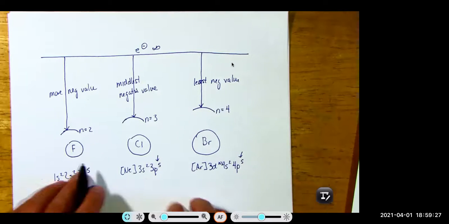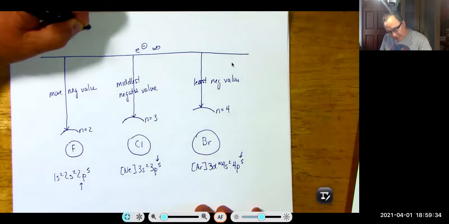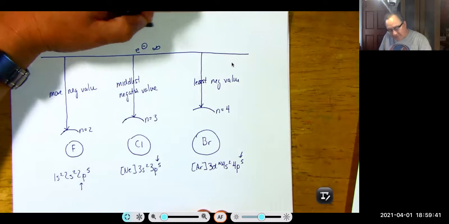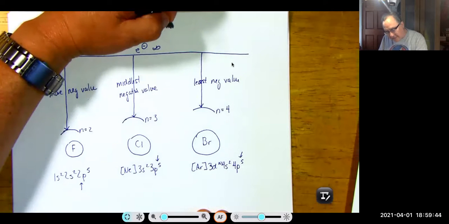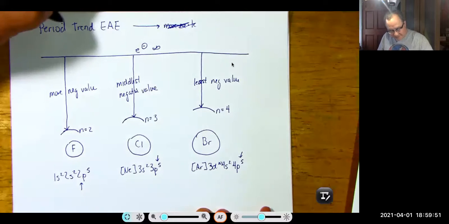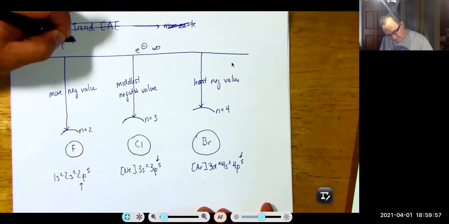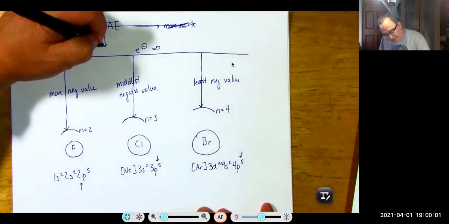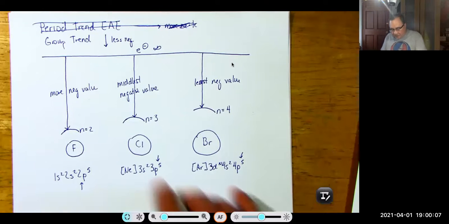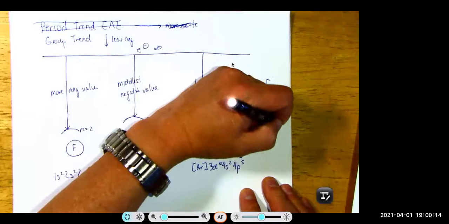All right. So can you see that when we look at the period trend for electron affinity enthalpy, when you go across the period, it becomes more negative, or excuse me, less negative. Nope, I've got this all wrong. When we look at the group trend, when we go down, it becomes less negative, right? Because the way these would be in the periodic table would be fluorine, chlorine, bromine. So when you go down, this is less and this is more.